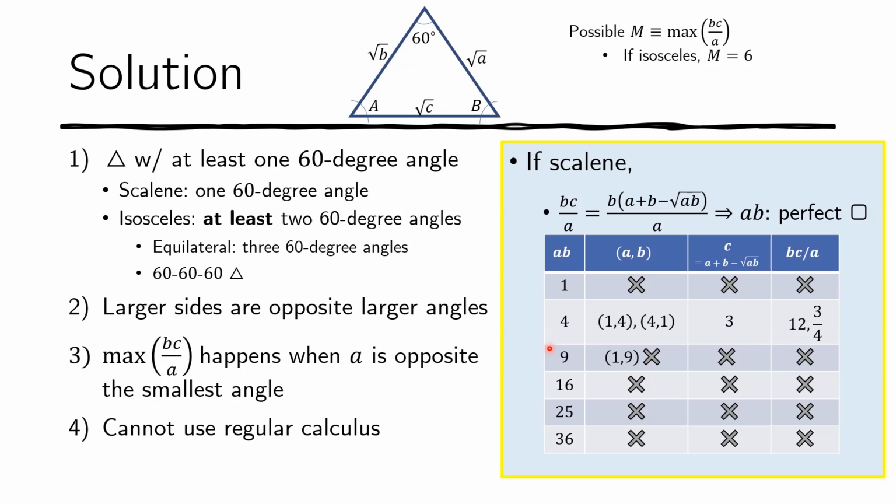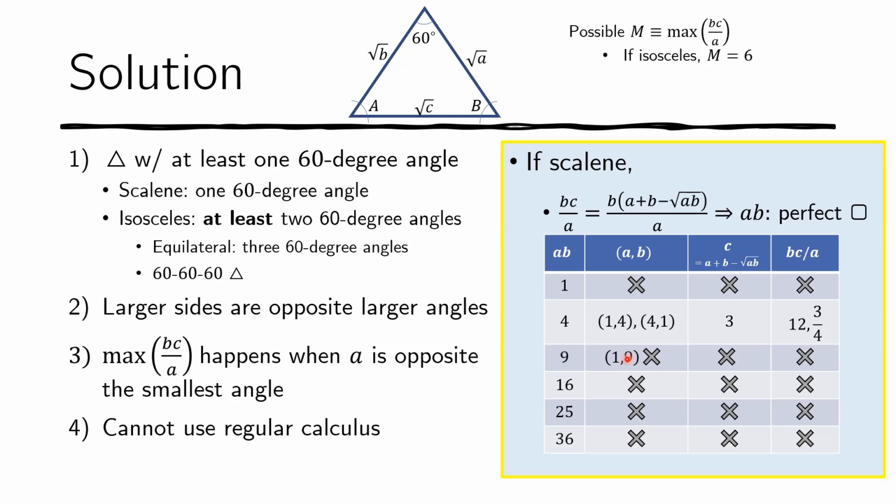So the factors of 9 are 1 and 9, and 3 and 3. Again, 3 and 3 is isosceles, so we don't consider that. And 1 and 9, we also don't consider that. Why? Because 9 is greater than 6. That means your B can never be 9.